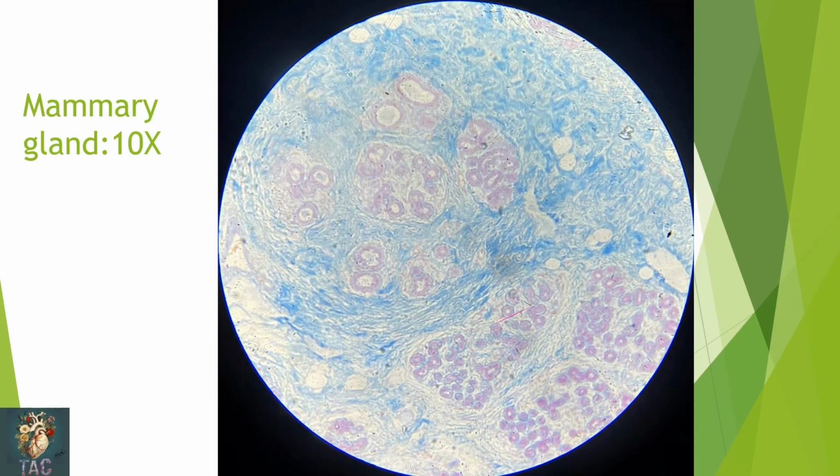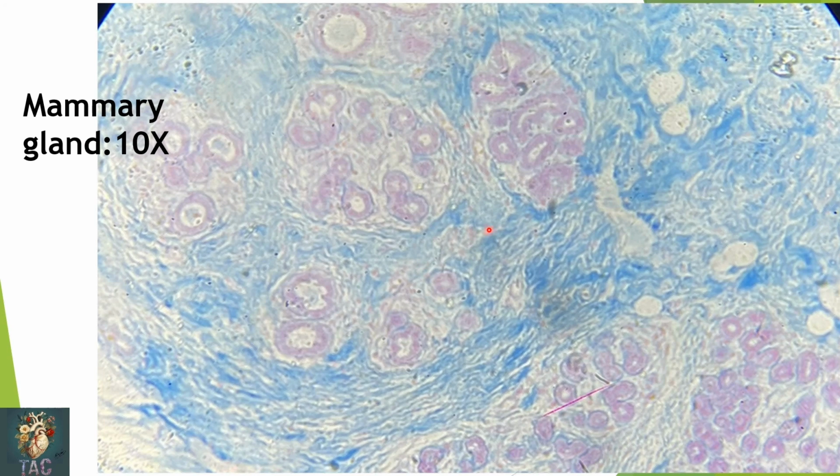In the same slide at higher magnification, you can see the glandular tissue, and also you can appreciate some secretory products present in the lumen of the acini, and this is the connective tissue. So again the active mammary gland. Same slide, at 10x magnification you can see a large amount of glandular tissue as well as connective tissue and also the secretory products. So the active mammary gland in the secretory stage.